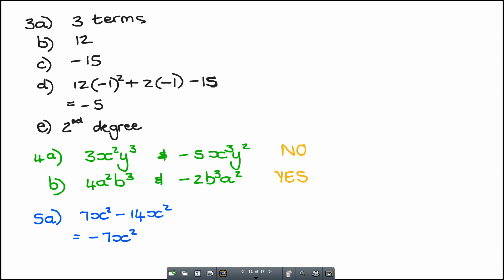Right, then it's 5a. Remember, when we add or subtract, we can only do that when we have like terms. No? Okay, so 7x squared minus 14x squared, are they like terms? Yes, they both have x squared. So 7 minus 14 gave me minus 7, and then the unknown stays x to the power of 2. Okay, can I skip?